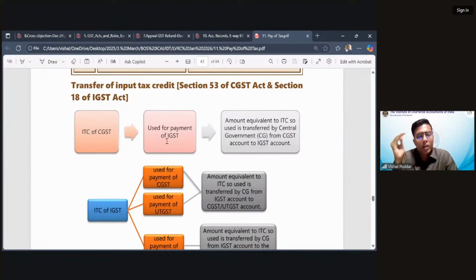Next, whatever TCS the Myntra app has collected and deposited in my name will be reflected on my portal. I will click, it will come to my cash ledger, and I can utilize it for my tax payment. Next is supply of service.